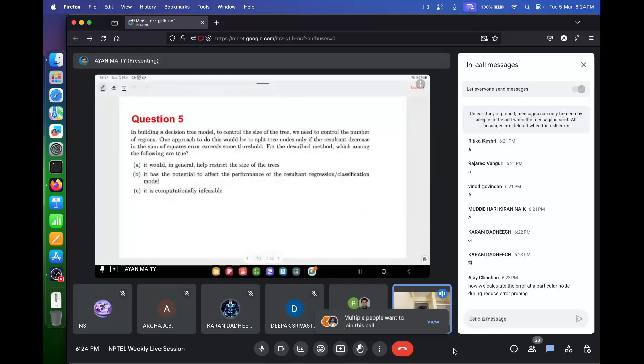Question 5. I have already explained this question. Raja Rao is saying option B.